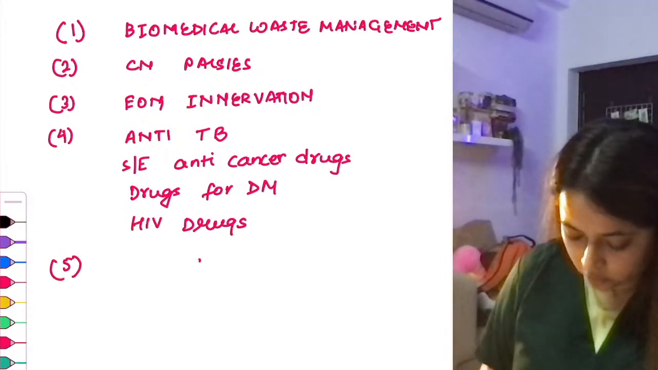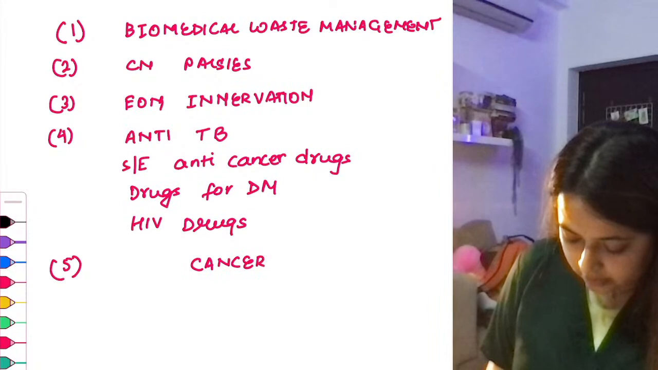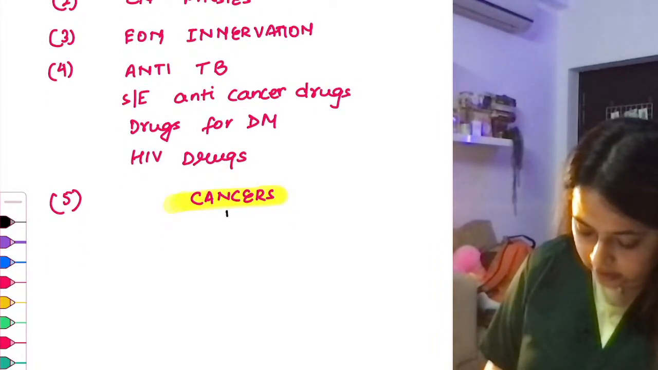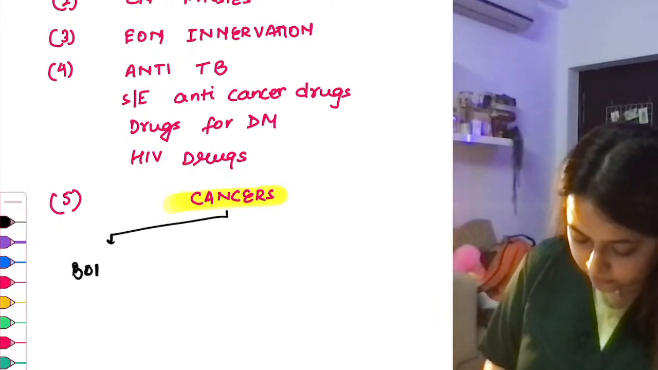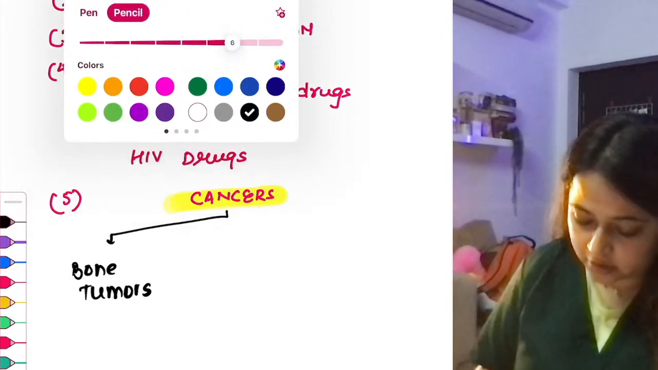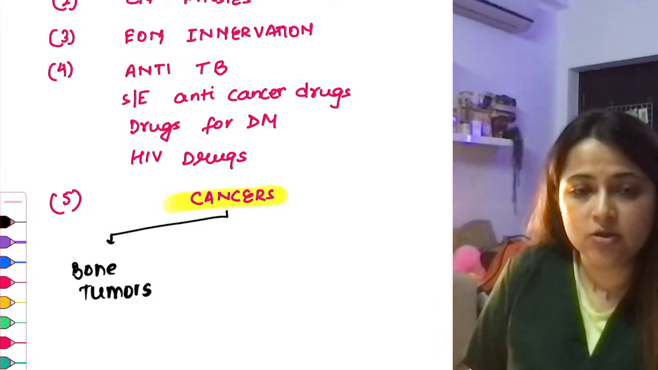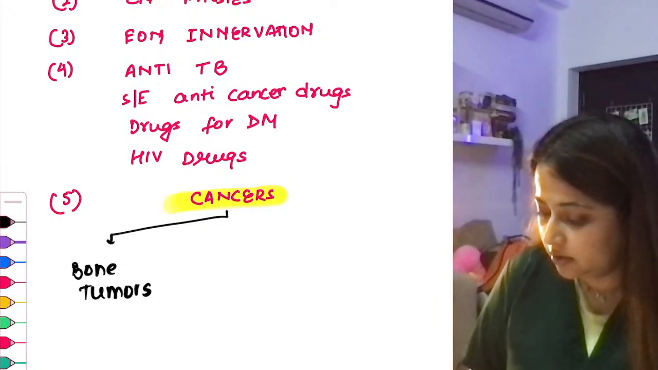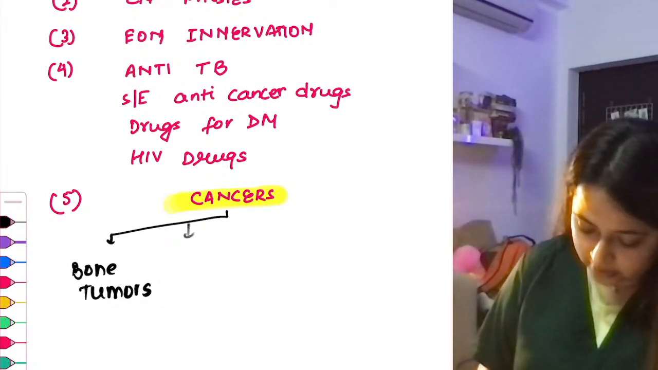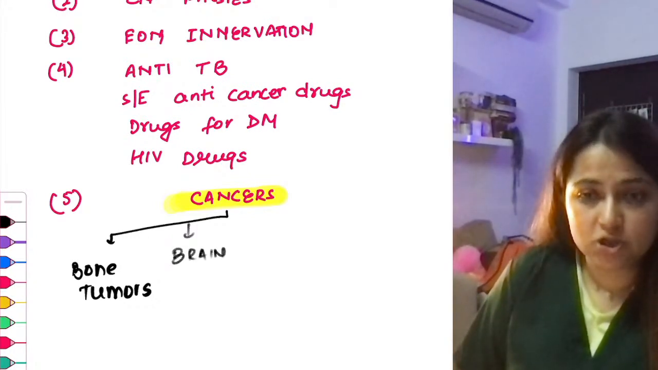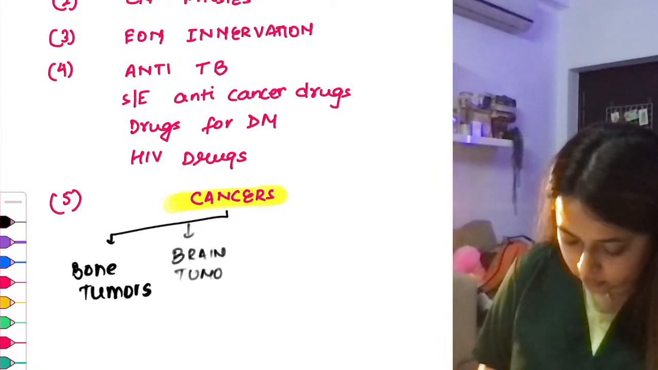Talking about the next, all the cancers. So guys, please don't leave any cancers. Number 1, very, very high yield: bone tumors. You should be able to identify bone tumors on the basis of the location. For example, the epiphyseal location is giant cell tumor. Diaphyseal is Ewing sarcoma. So know these points regarding bone tumors. Then brain tumors on the basis of location as well as the age group.